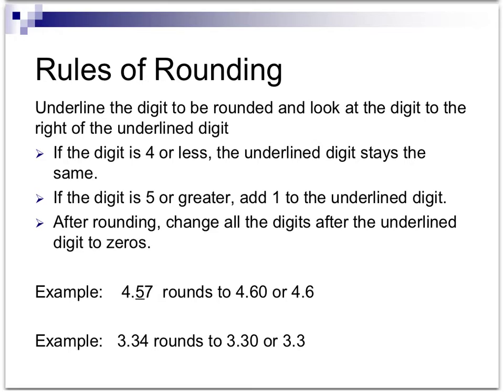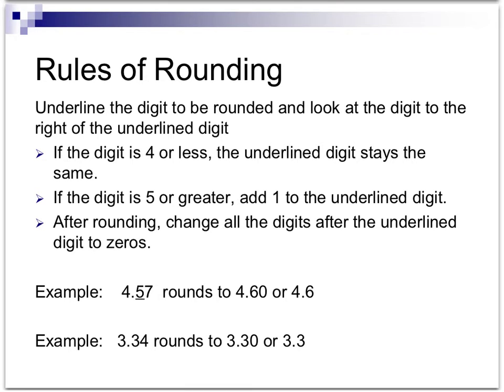So the rules are simply these. If that digit to the right is 4 or less, that digit that you are rounding will stay the same. If that digit to the right is 5 or greater, we will add 1 to the underlined digit. After that, we will change all the digits after the underlined digit to zeros.